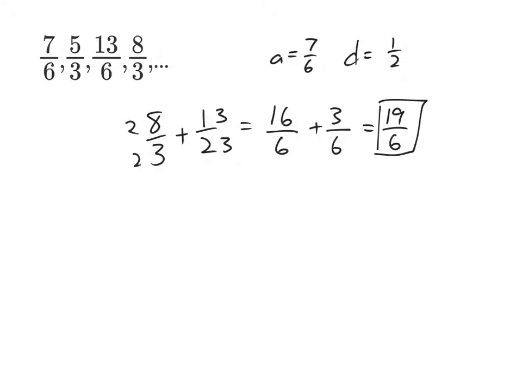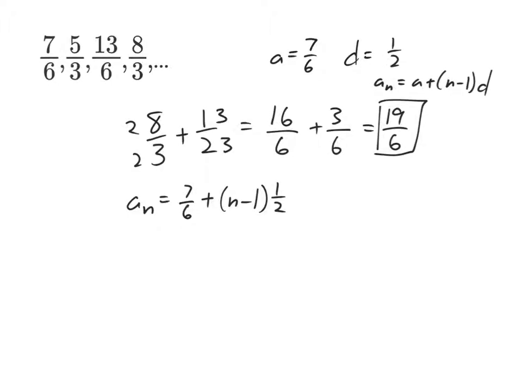My nth term is going to be plugged into my arithmetic nth term equation, which is going to be a plus n minus 1 times d. So that is going to be a, which is 7/6, plus n minus 1 multiplied by d, which is 1/2.